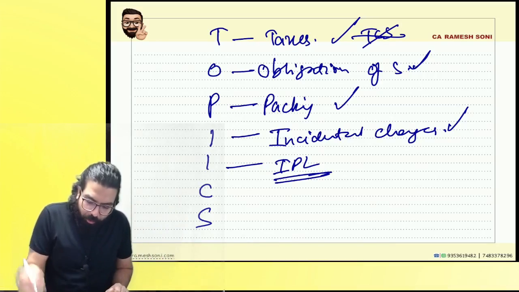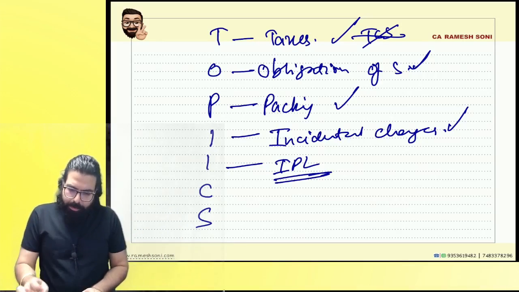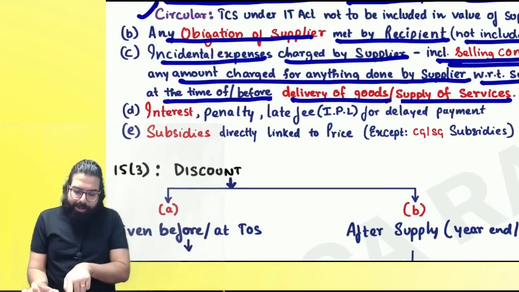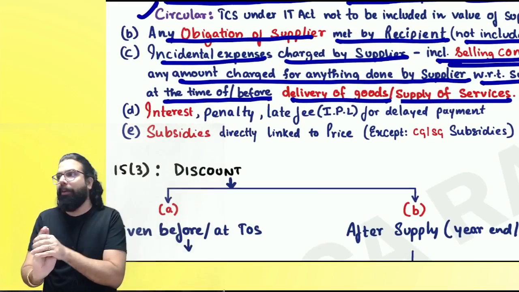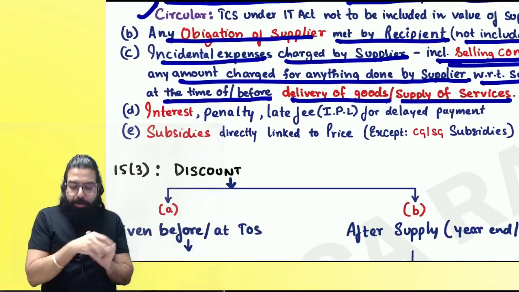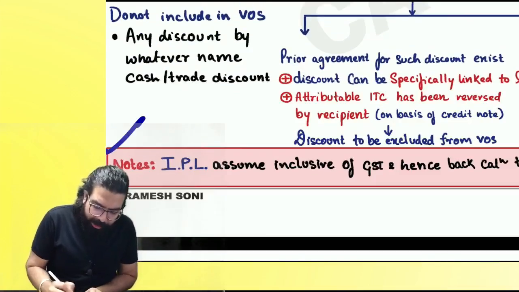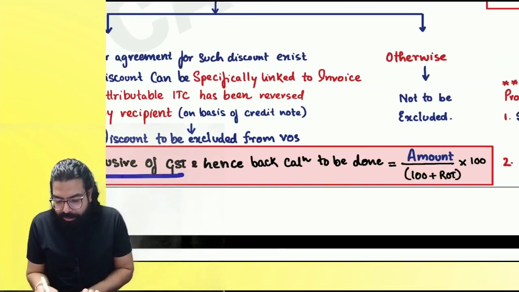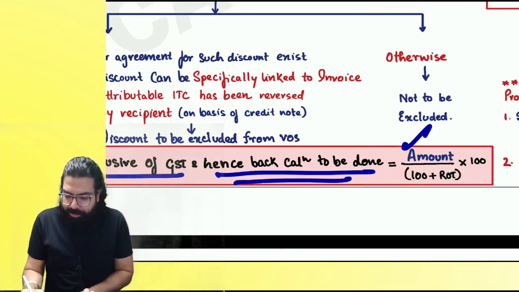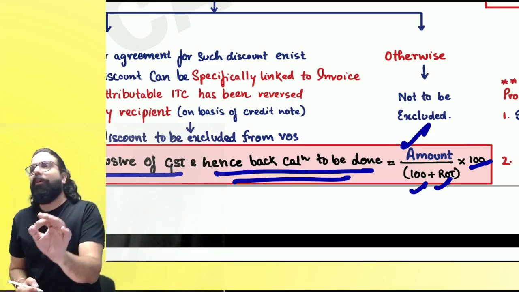Yes, sir. The next one, see over here. One minute. Okay, so it says over here interest, penalty, and late fee for delayed payment. Are you able to see the D point over here, everyone? Interest, penalty, late fee for what? Delayed payment. And the last over here, I have told you interest, penalty, and late fee, assume inclusive of GST. Hence, always do a back calculation: amount divided by 100 plus rate, into 100, and that amount only has to be added to the value.